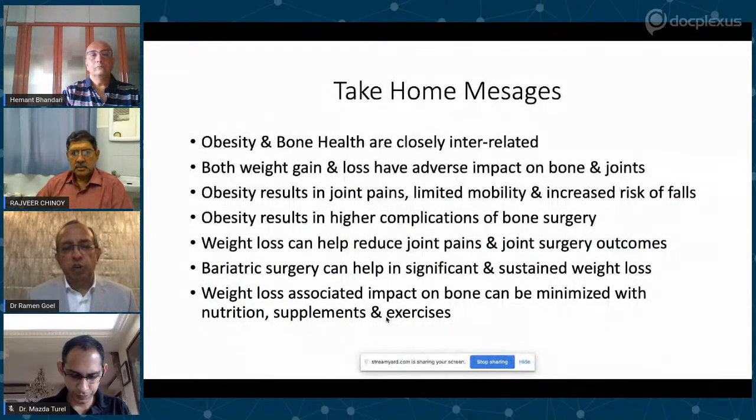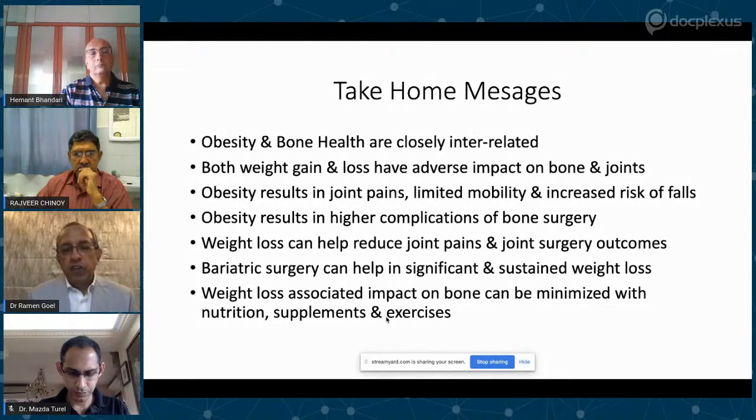So, friends, before we go on to the take-home messages, we would like to take expert opinion of all of these. But just to summarize some of these messages, obesity and bone health are closely interrelated. Both weight gain and weight loss have adverse impact on bones, not on the joints though. Obesity results in joint pains, limited mobility, and increased risk of falls. Obesity results in higher complications of bone surgery. Weight loss can help reduce joint pains and joint surgery outcomes.